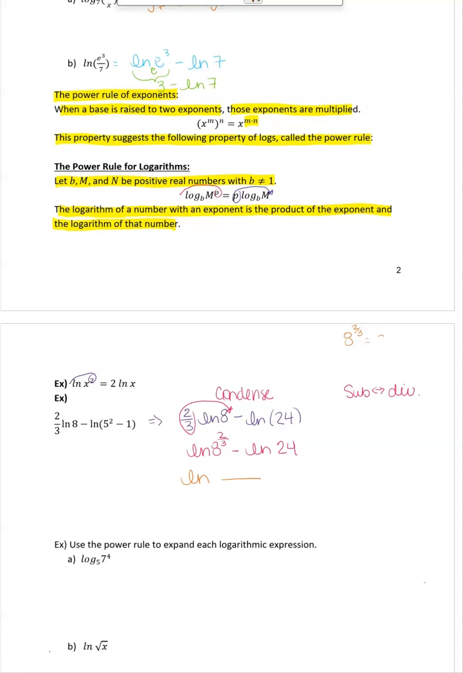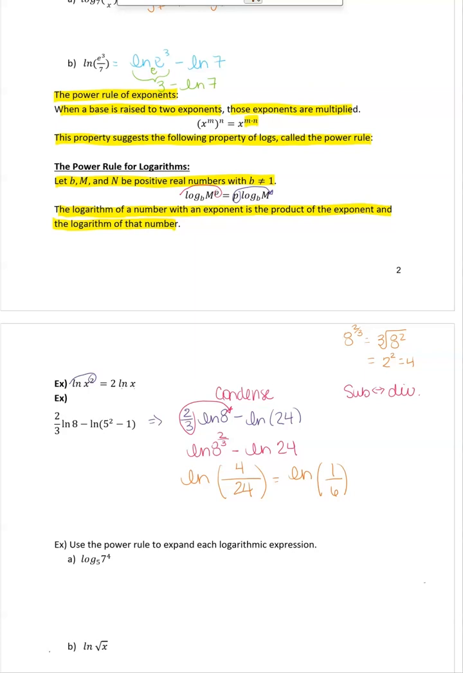That's the same thing as saying the cube root of 8 squared. Well, we know the cube root of 8 is what? That's going to be 2. And if we square 2, that's going to be 4. So the answer for this is just going to be ln of 4 over 24. Well, we could simplify that a little bit more, right? That's going to be the ln of 1 over 6.